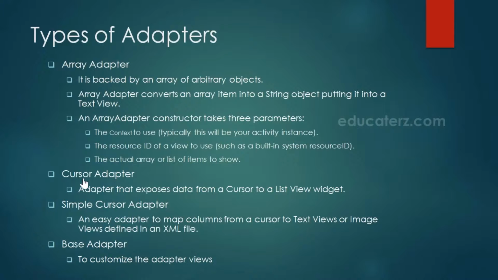And the next one is the cursor adapter, an adapter that exposes the data from a cursor to the list view widget. And the simple cursor adapter is a very easy adapter to map the columns of your cursor to a text view, an image view, or whatever simple view is defined in your XML file.